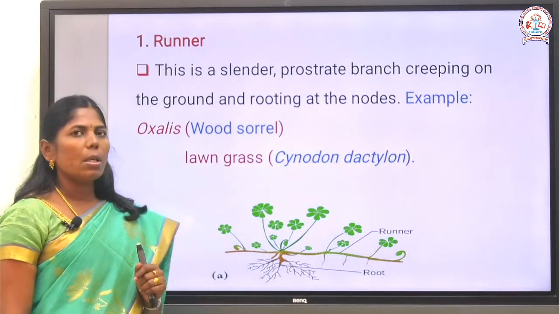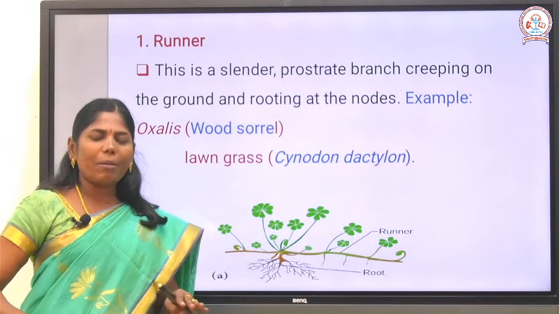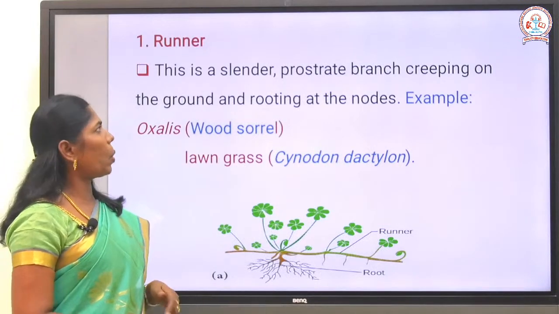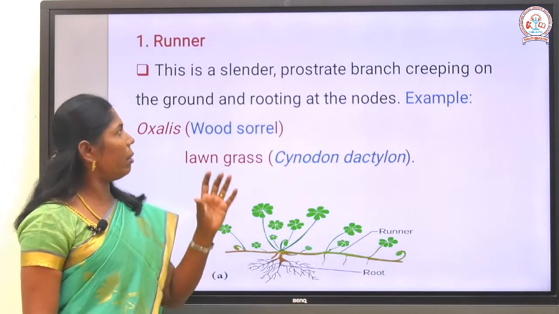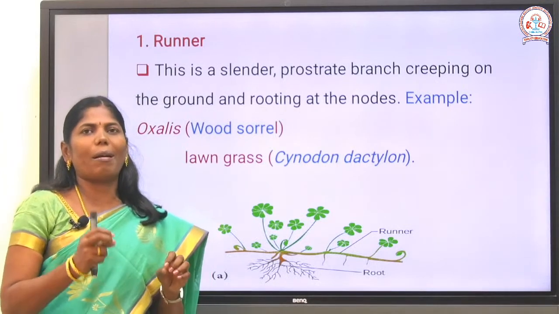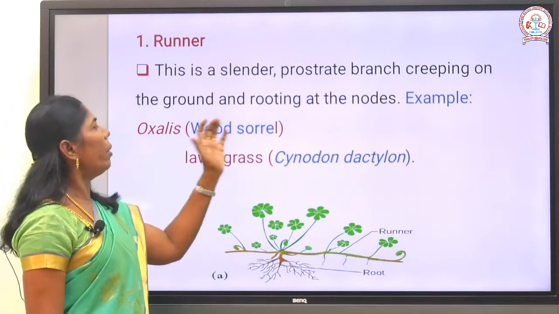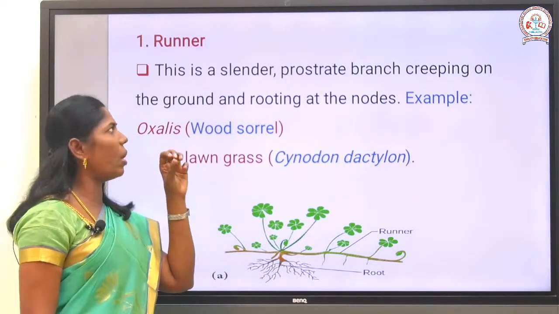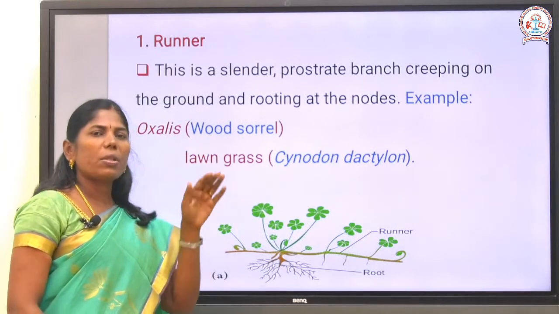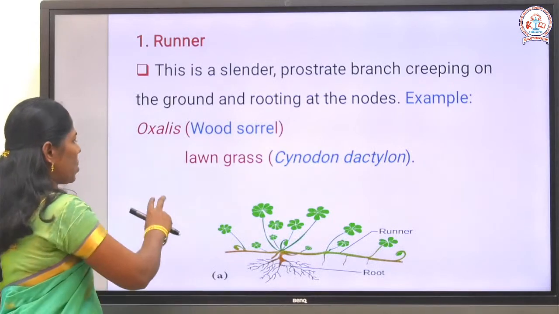Under the subaerial modifications, the first one is the runner. Based on the term, we can understand that the stems are running on the surface of the soil. It is slender, prostrate and branched, creeping on the ground and rooting at the nodes. The roots arise from the nodal region. Slender means very soft. Prostrate means lying flat on the surface of the soil.